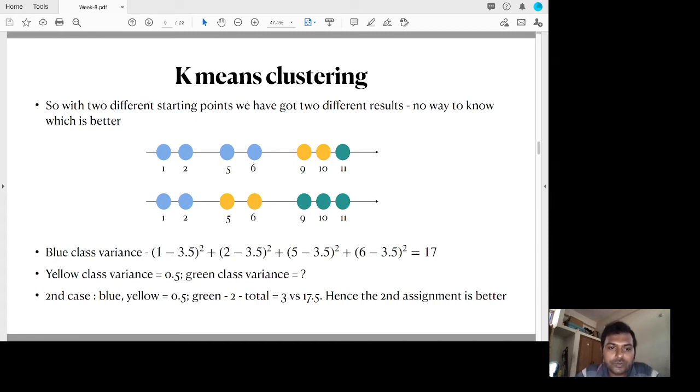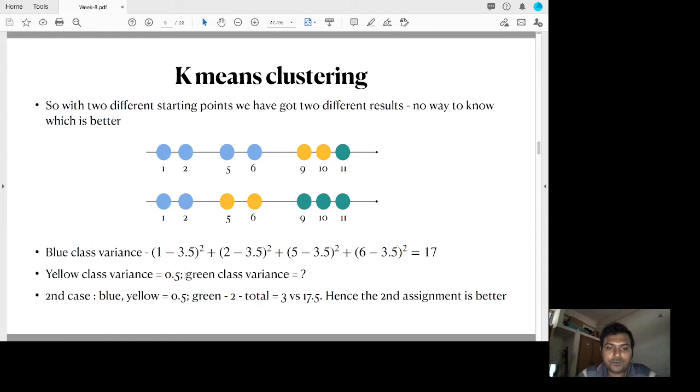So what we do is we calculate the variance of each class. Variance is nothing but the value minus the mean of that particular class, whole square. So for the first case, if you compute the mean of the blue class, it will be 1 plus 2, which is 3, plus 11, 14, divided by 4, which is 3.5. So the blue class variance will be 1 minus 3.5 whole square, and so on. I am talking about the top diagram now. It will be 17, and the yellow class variance will be 0.5. The mean is 9.5, and 9 minus 9.5 whole square plus 10 minus 9.5 whole square will be 0.5.